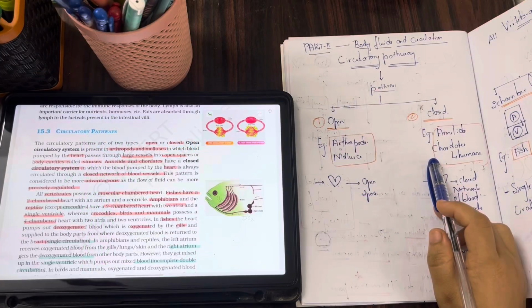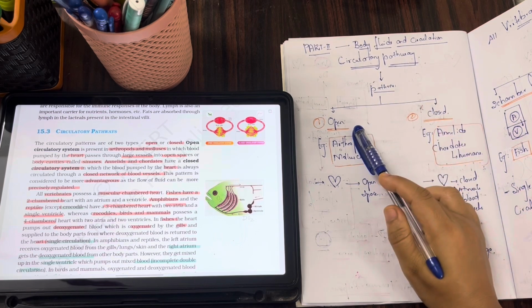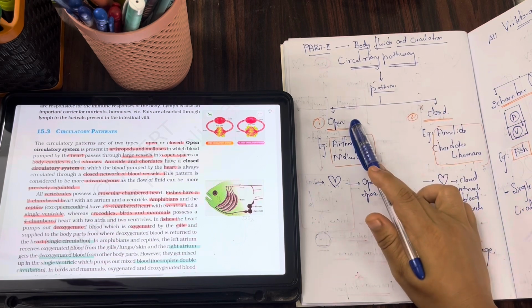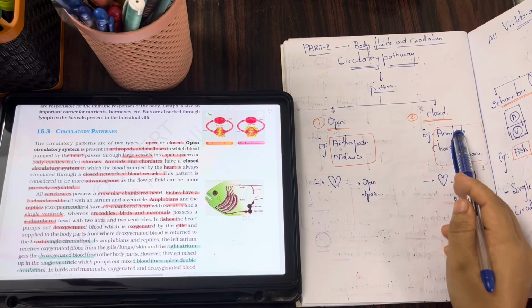So let's start with the part of this chapter. There are two patterns of circulation. One is open, another one is closed. Open is mainly seen in arthropods and mollusks, whereas closed is seen in annelids and chordates.